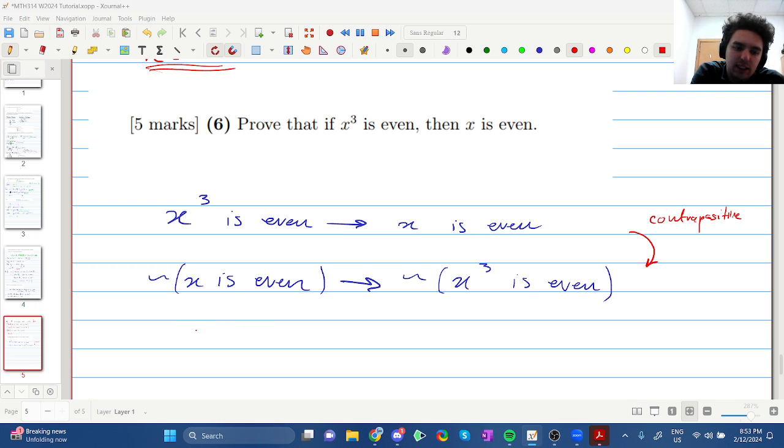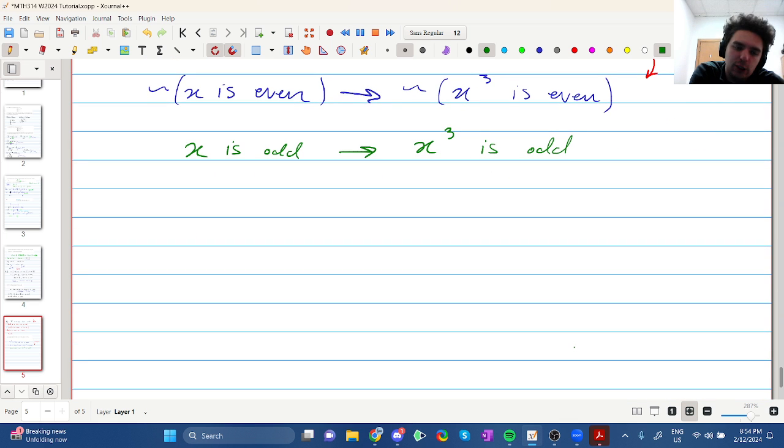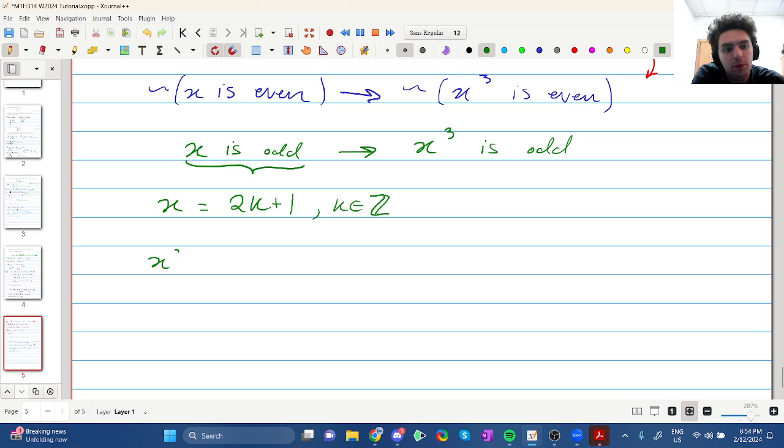Because the negation of x is even is x is odd. Well, it's not easy, but I'm exaggerating a little bit. But x is odd implies x cubed is odd. This is relatively simple to prove because you start with x is odd. That means x is equal to 2k plus 1, for some k in Z. Then x cubed is going to be (2k plus 1) cubed. We can just expand this out. So it's going to be 4k squared plus 2k plus 1 times 2k plus 1, and you expand this out a little bit.